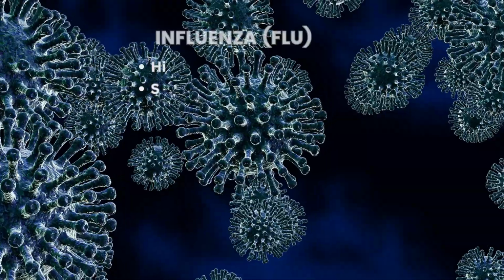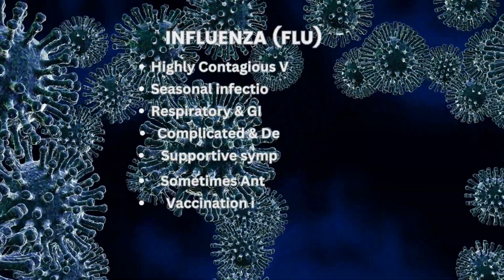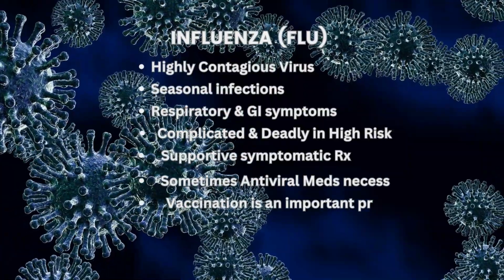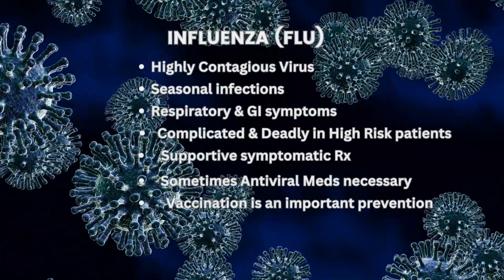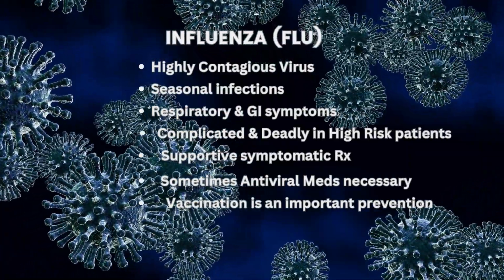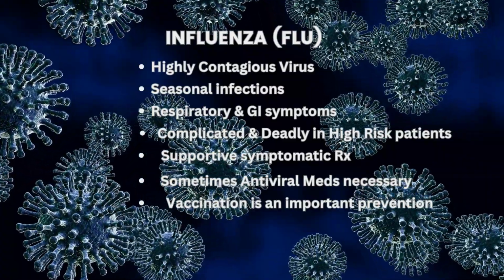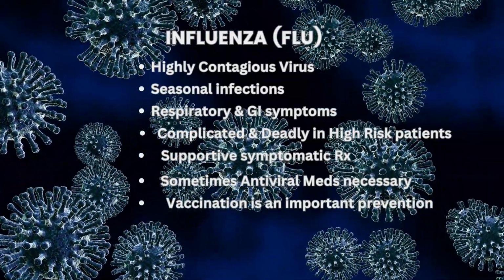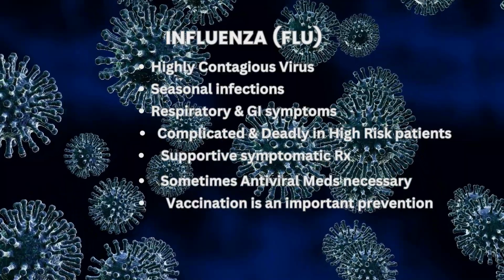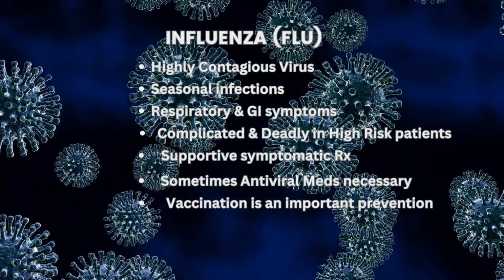To summarize, influenza is a highly contagious viral infection that is seasonal, and with respiratory, and sometimes gastrointestinal symptoms. It can be serious and deadly in high-risk patients. Mostly it just requires supportive symptomatic treatment, and sometimes antiviral medicines. Vaccination is an important prevention against influenza.